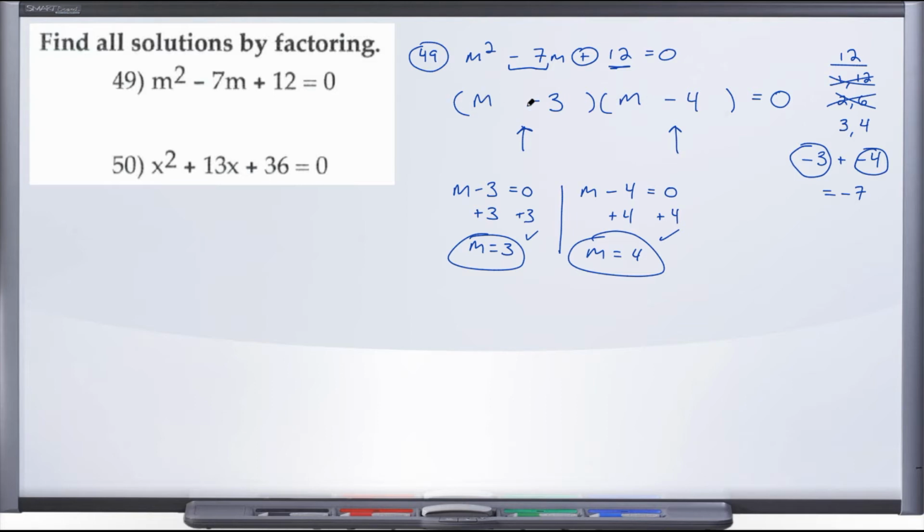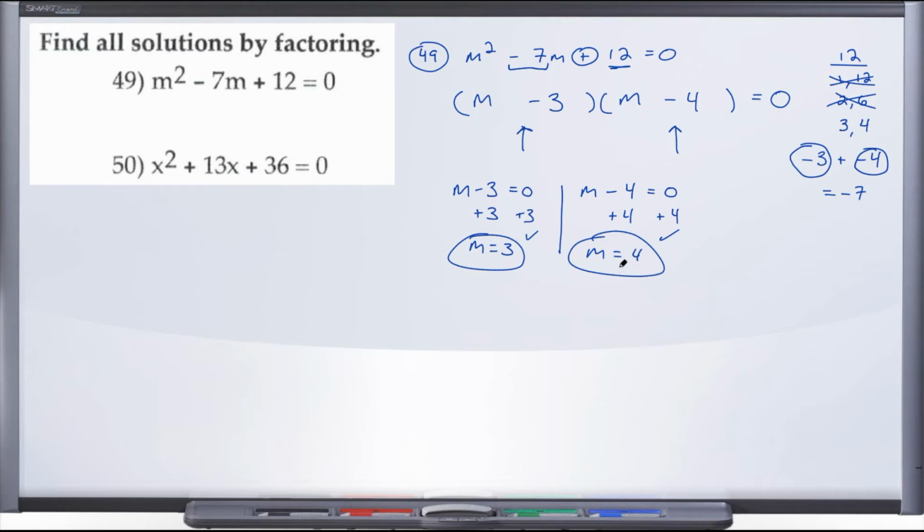Once you've factored your polynomial, well, now the factors are set equal to 0. And so set each of your factors independently equal to 0. So our m-3 we set to 0, and the m-4 we set to 0, and then just solve for the variable. And that's all you have to do. That's what it means to find the solutions by factoring. And what these numbers really tell us is that if we were to take the number 3 and plug it back into our original expression, we would find what makes this equation equal 0. Again, we can do that with either 3 or 4.